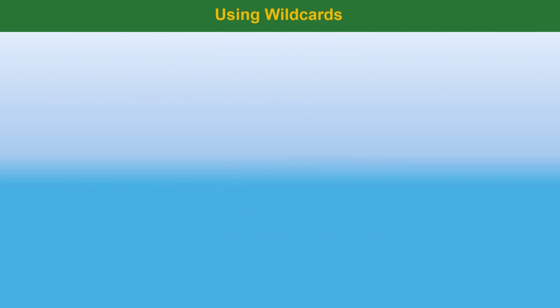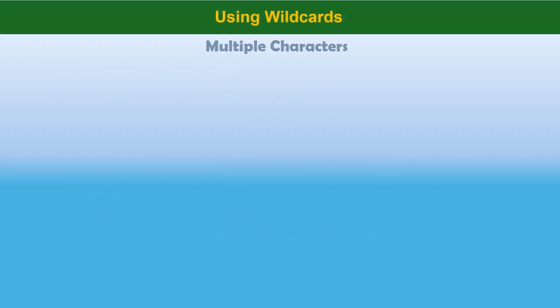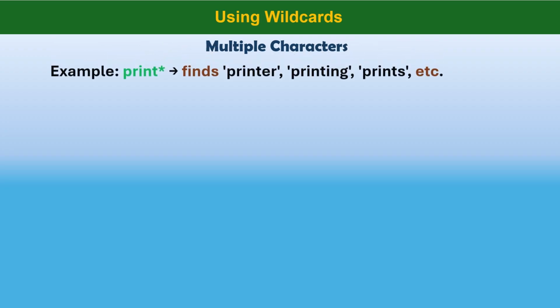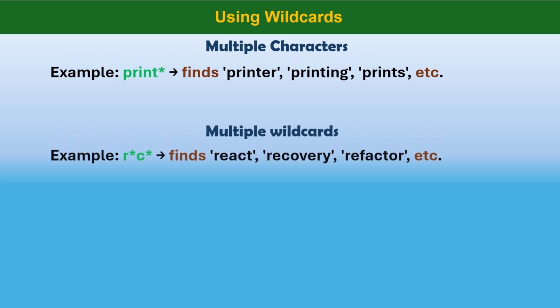Wildcards allow you to replace one or more characters in your search, making your search more flexible. For multiple characters, you can use an asterisk at the end of the word. For example, print asterisk finds printer, printing, prints, and strings like that. Similarly, you can use multiple asterisks in a word. For example, R asterisk C asterisk results in strings like react, recovery, refactor.